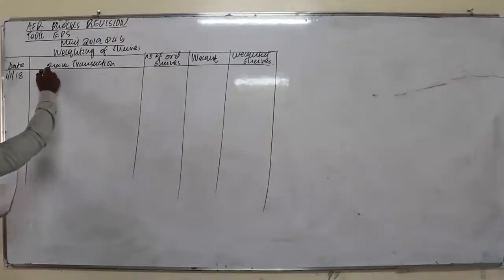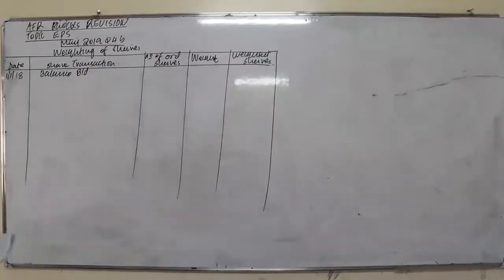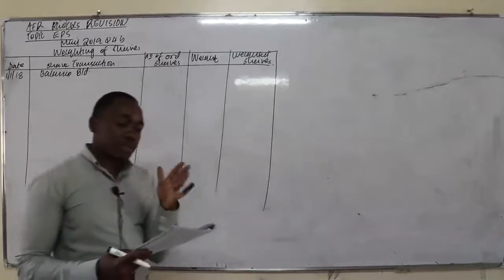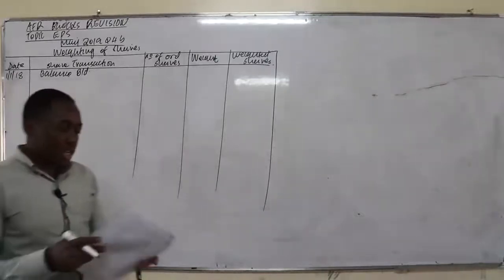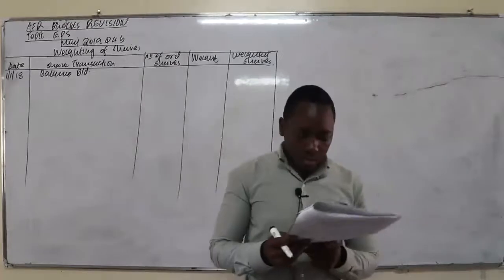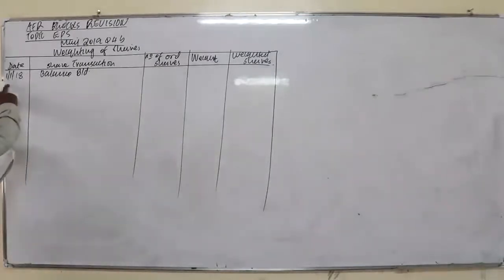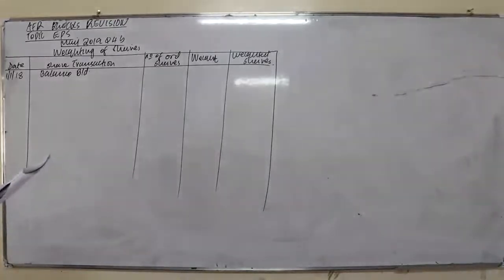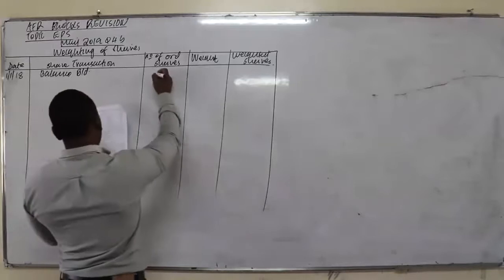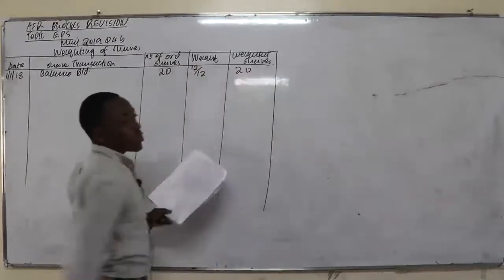So first of all, let's get the balance brought down. How much was the share balance brought down? The share transaction we were given took place on 1st April 2018, and the financial year starts on 1st January 2018. So at the beginning, how much was the ordinary share capital? At the beginning, 1st January 2018, you take the balances for 31st December 2017, and we had 2 million. You divide by 100. That means you had how many shares? 20 million. 12 over 12, and the weighted shares are all the 20 million.